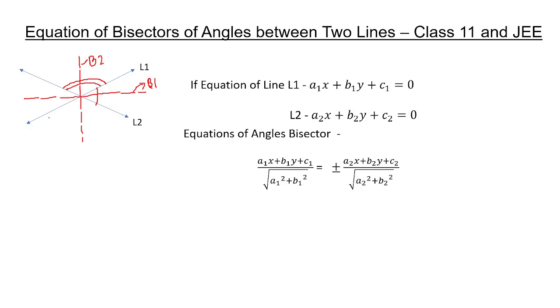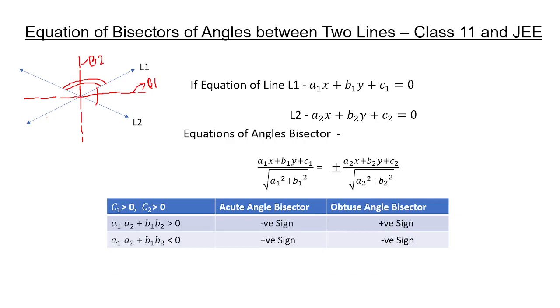Now the next question arises: how to decide which one is the acute angle bisector and which is the obtuse angle bisector. For that it is very simple. What we have to do is, first we have to make C1 and C2 greater than 0. Means this C1 and C2 should be greater than 0.